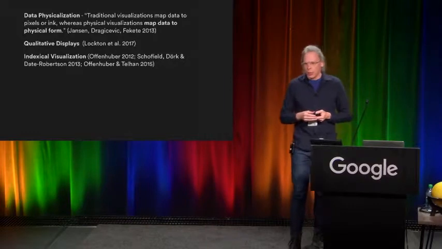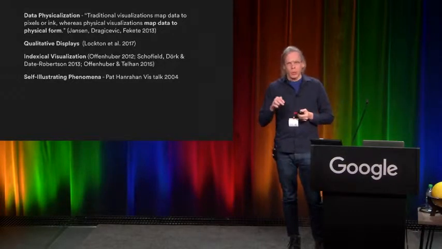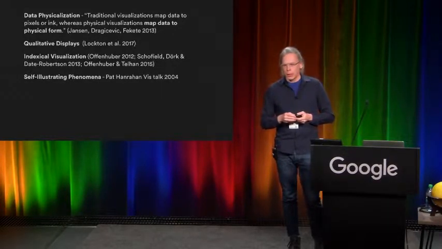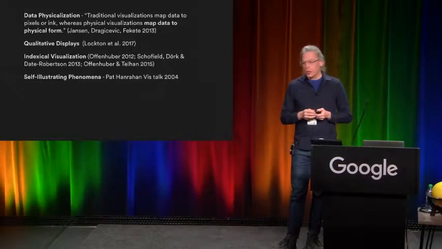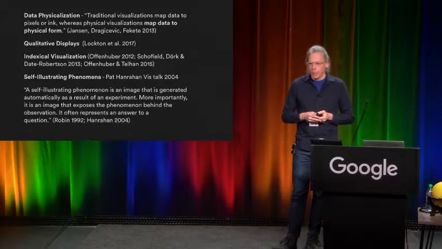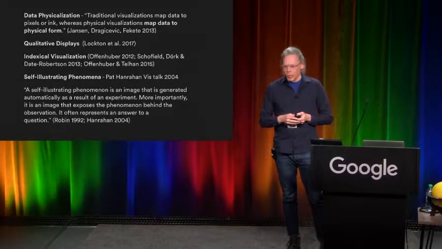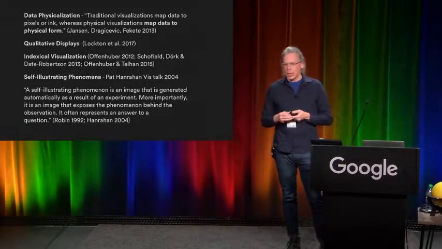Indexical visualization, a number of people have worked on that, including myself. And I think the one that is most closely associated with what we do is the notion of self-illustrating phenomena. Pat Hanrahan described it in a Viz talk in 2004, but there was never something published about it, except the book on the history of scientific image making. And he described self-illustrating phenomena as an image that is generated automatically as a result of an experiment that exposes the phenomenon behind the observation. It represents an answer to a question. So I think there's a very direct connection here.